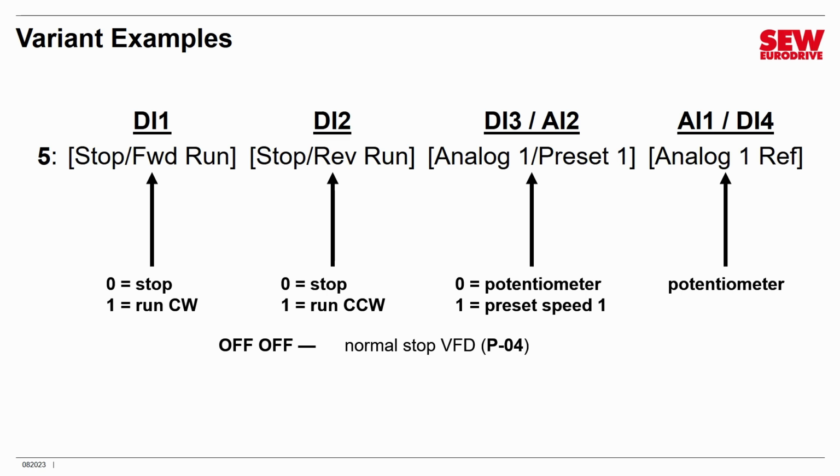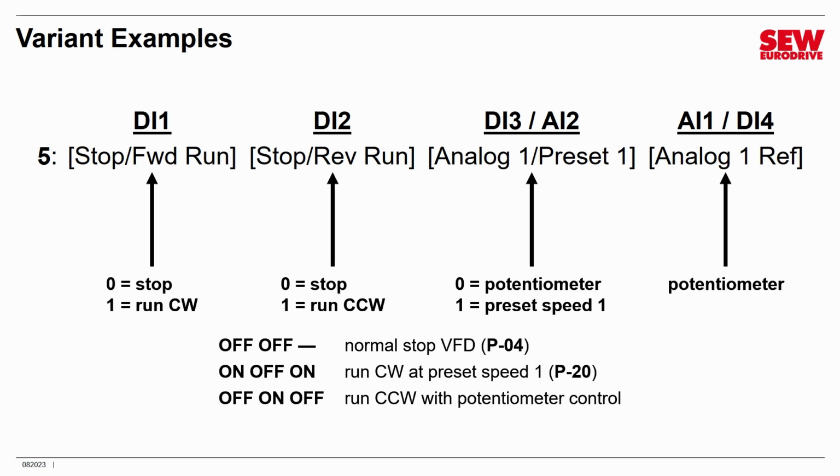If the first two digital inputs are off, the VFD will do a normal stop using the standard parameter 04 ramp. If digital input 1 is on and digital input 2 is off, then the drive will run clockwise, and if the third input is on, it will pick the preset speed in parameter 20. If you turn digital input 1 off, digital input 2 on, and digital input 3 off, you'll get counterclockwise rotation with potentiometer control. And if you turn both digital inputs 1 and 2 on together, you will get a fast stop using the ramp in parameter 24.